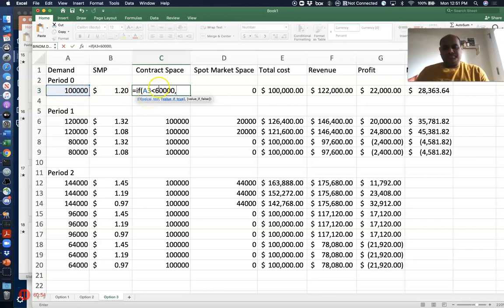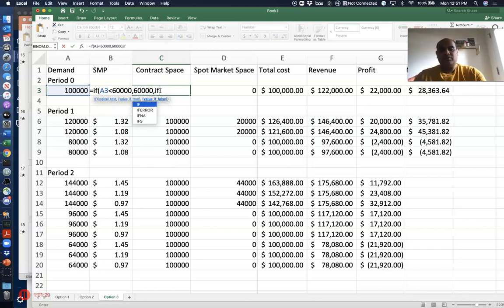then we want it to be 60,000, because you have to rent a minimum of 60,000 units of space. You cannot rent less than 60,000 units of space. But if demand is more than 60,000, then you want the demand to be that number, but only if it is less than 100,000. So if it's more than 100,000, again, we are done. So if demand is less than 60,000, then you have to rent at least 60,000 units of space. But if demand is more than 60,000, so again, we'll write another if function.